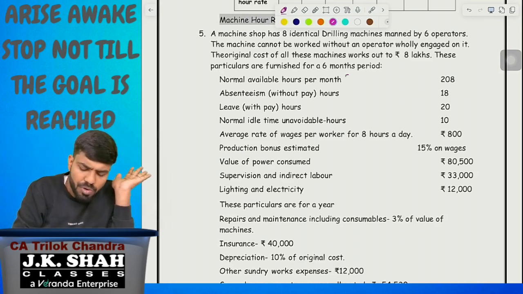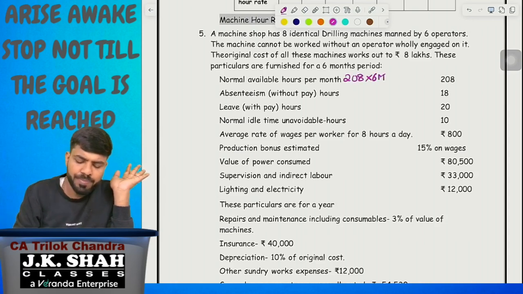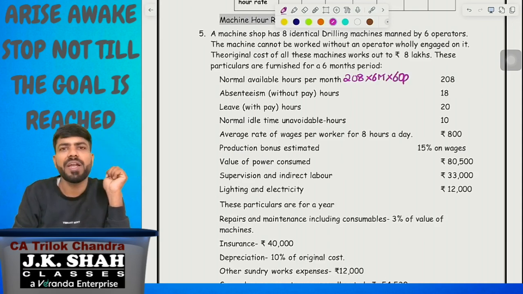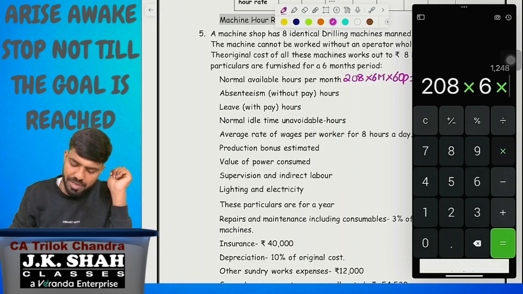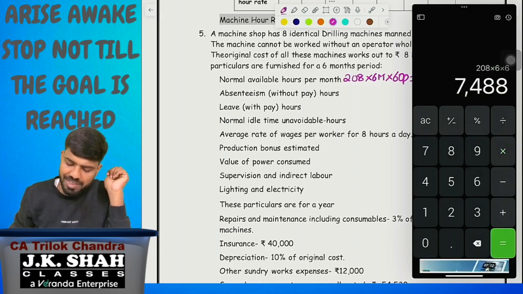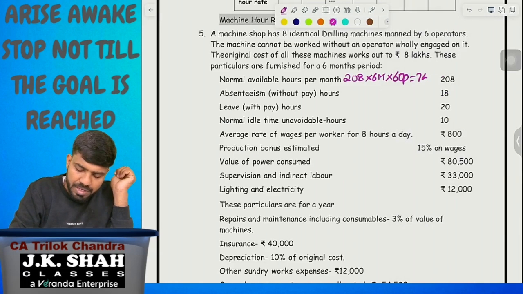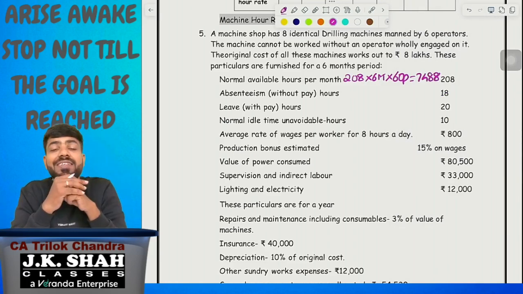Okay. So as I told you, we'll calculate for 6 months. So 208 into 6 months into how many operators? 6 operators, which equals the total available time. Total available time: 208 into 6 into 6 equals 7,488. 7,488 is the available time.